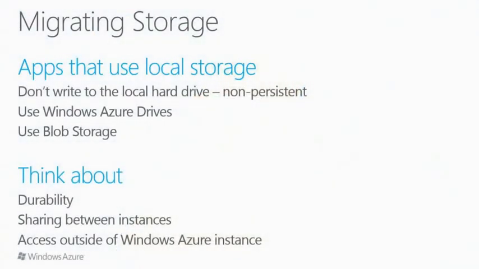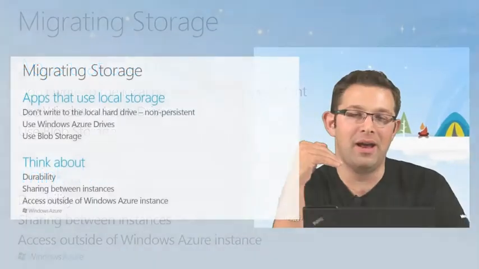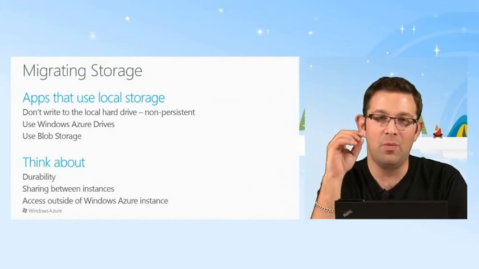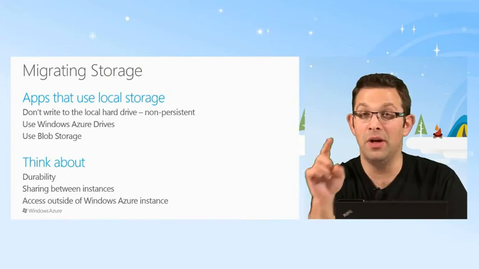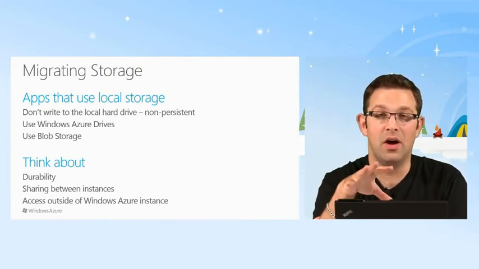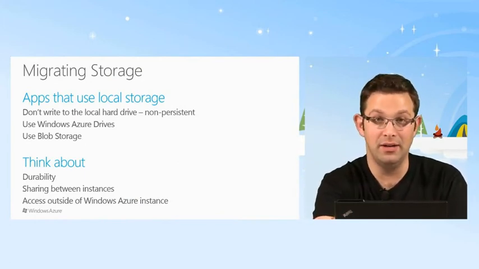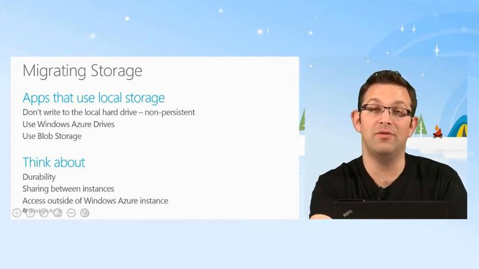Okay, now let's look at apps that use local storage. Again, we want to make sure that we don't write to the local hard drive, and then we have the options of either using Windows Azure drives or using blob storage to do that. What you want to think about is, in my application, do I want to share the data across the instances of my application? Now, you may only have one instance of your application today. That's fine. Tomorrow you have more.